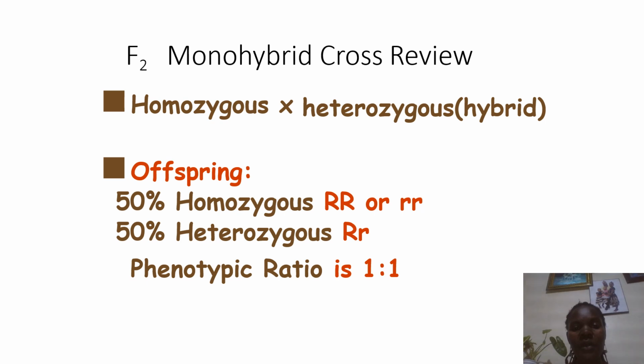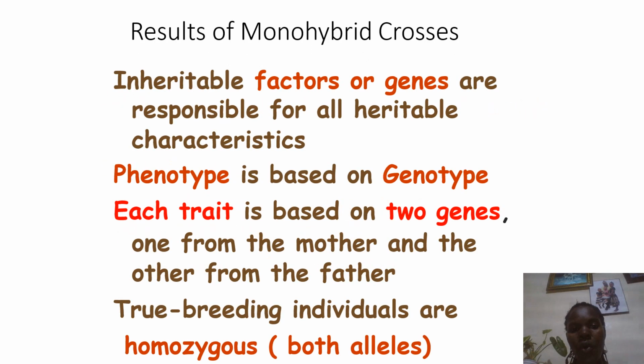Still, it talks about whatever has been crossed, a homozygous with a hybrid, heterozygous. You will get 50% homozygous dominant and 50% heterozygotes, or 50% heterozygous and 50% homozygous recessive. So you talk about a ratio of 1:1. So it talks about the results of the test cross.